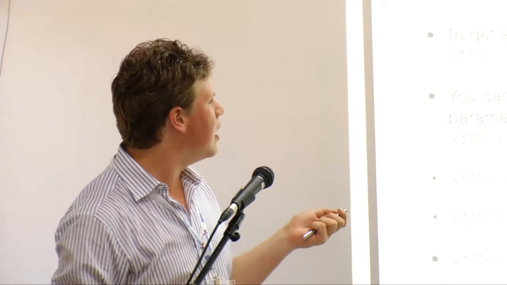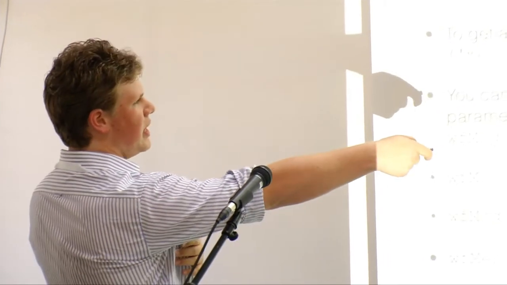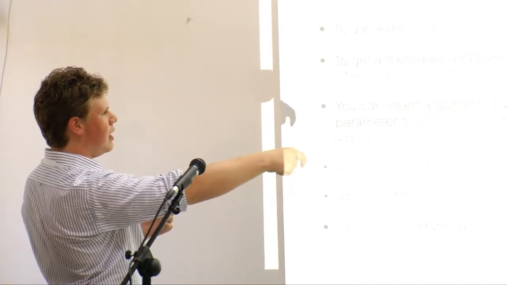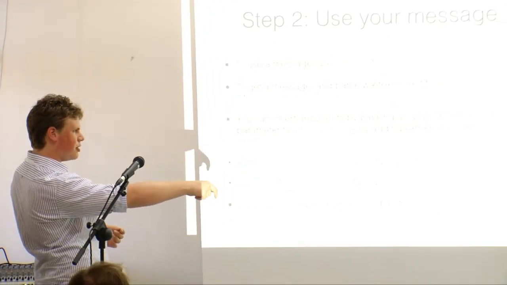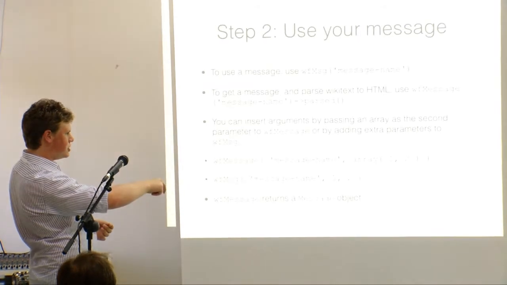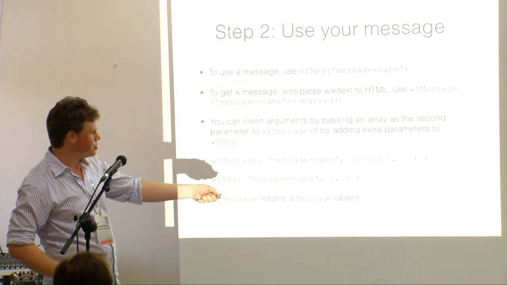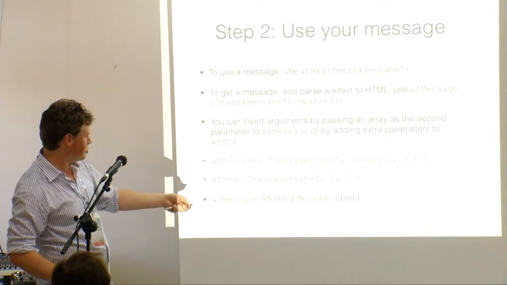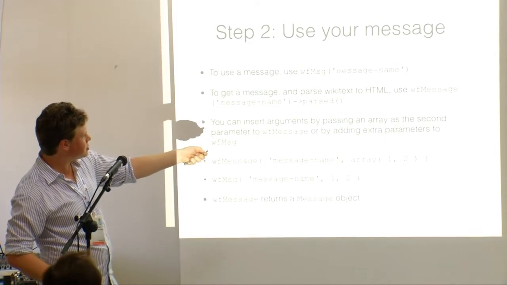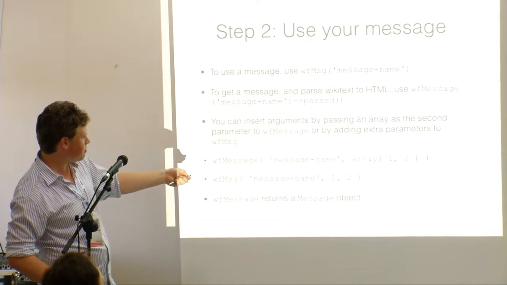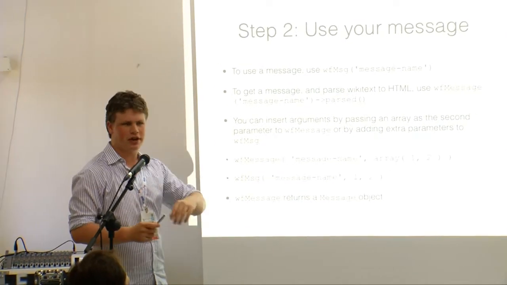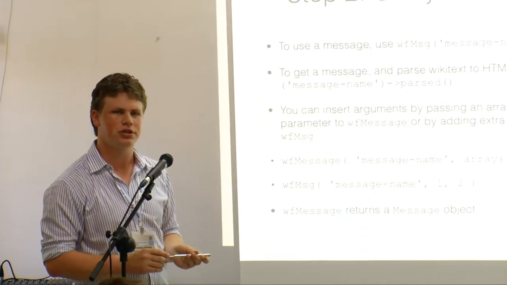But basically, this is the most important method, wfMsg. What that does is it takes the message name, decides what language to translate it in, translates it, and gives you the output. That won't do any HTML escaping or anything like that. You can also pass the wikitext, like in this second one here. And arguments are passed like this. So if your arguments are 1 and 2, for wfMessage, which returns a message object, you'll use this format. For wfMsg, you'll use this format. This is the simple version. wfMessage is the complicated version, which will actually return an object, and you can call a bunch of methods on that to get the information you need.